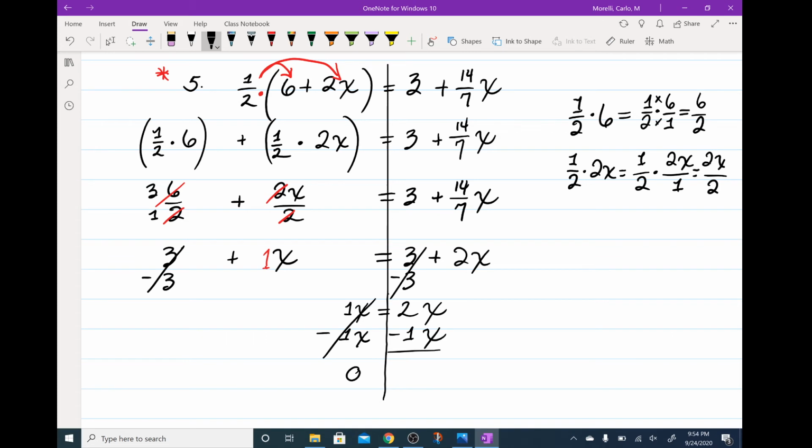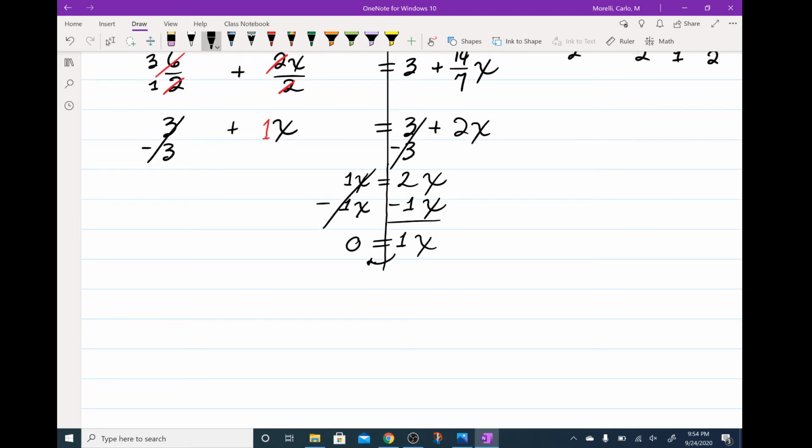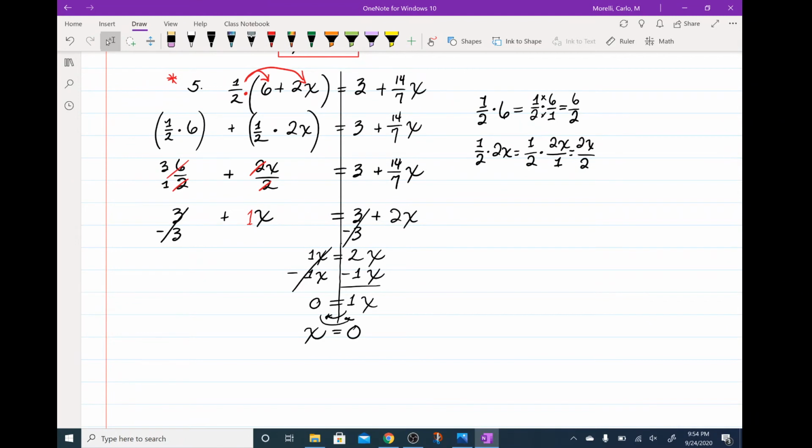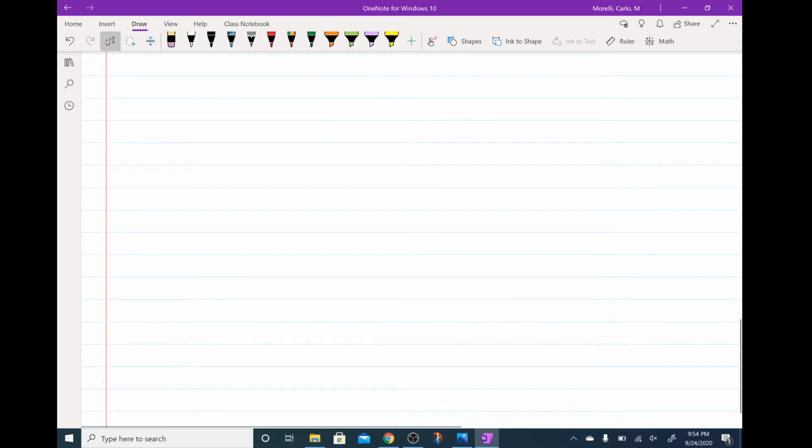Now look, 2x minus 1x, if you think about it, $2 minus $1 is $1. So 2x minus 1x is just 1x. So 1x equals 0. You can flip the positions of these and say x equals 0. And having that 0 pop up there at the end confused a lot of people. All right. So let's move on.